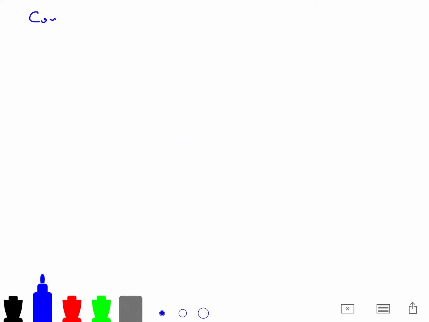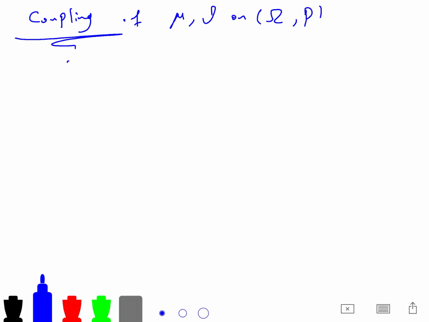So coupling is a very important tool in the whole theory of random walks. A coupling of distributions mu and nu, always remember, on a state space omega with probability distribution P, is a pair of random variables X and Y.